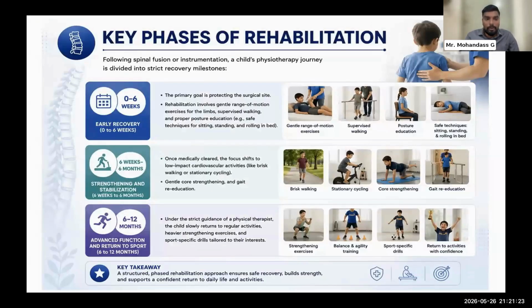And what about post-operative scoliosis? Initially after surgery, in the first 0 to 6 weeks, it's all about maintaining ROM, supervised ambulation, postural correction, and safe techniques such as transitions from bed to sitting. From 6 weeks to 6 months, brisk walking, a good amount of endurance and core strengthening, and gait re-education should be the task. From 6 months to 1 year, the target should be return to sport activity or function, with guided strengthening activities, balance and agility, sport-specific training, and return to activities. We have all seen a good number of triads and how these therapies work.